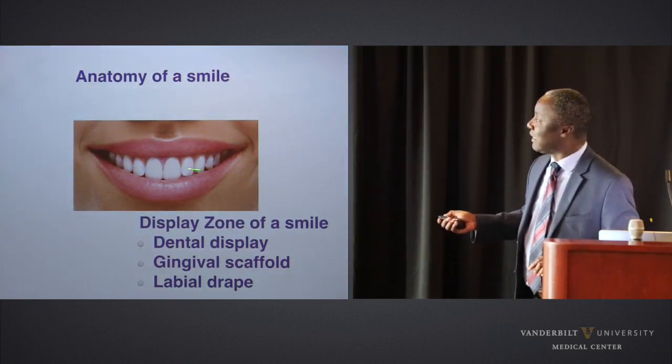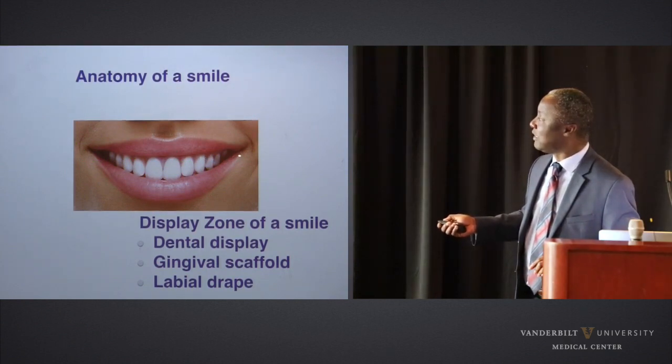You can count teeth on both sides. There's what we call the dental display. You see the scaffolds of the gingiva, and the commissures are moved almost symmetrically. So this is what I call the anatomy of a smile.